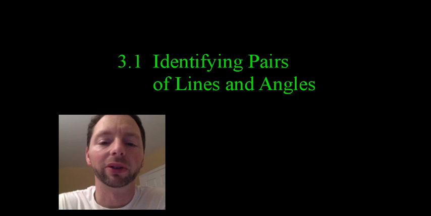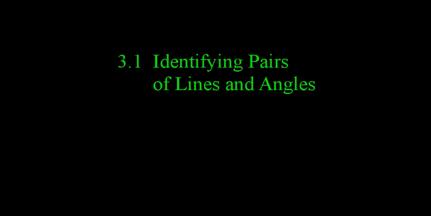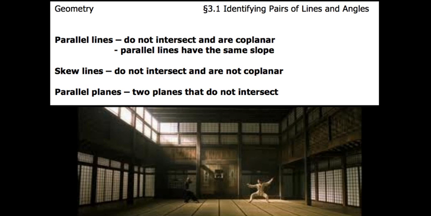Today we're going to be taking a look at section 3.1 where we're going to be identifying pairs of lines and angles. Now, first thing we have to do is get some vocabulary out of the way, so we're going to talk about three words: parallel lines, skew lines, and parallel planes.